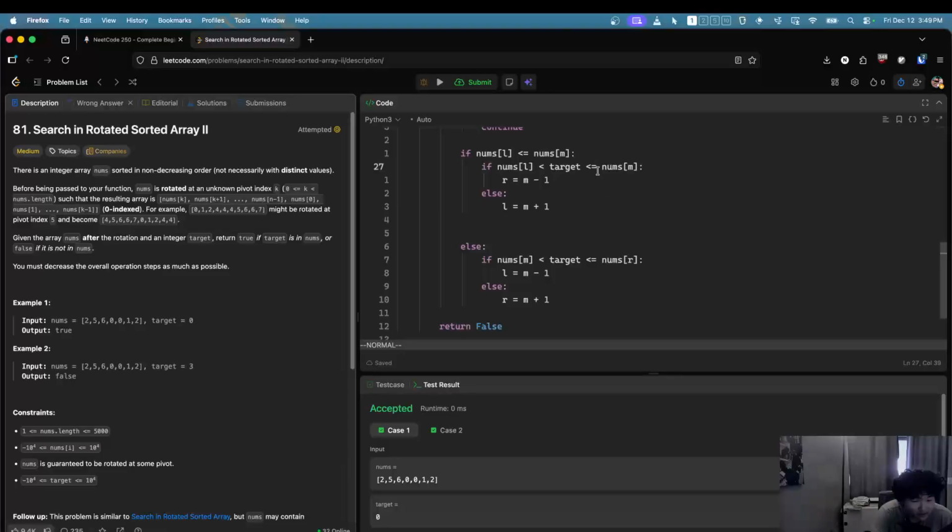Okay, no. And then the middle, no, that doesn't make sense. If the leftmost is the target, for example, if it's 2 here and the target is supposed to be 2, we want to go towards that. So yeah, we bring down the R. So yeah, that makes sense.